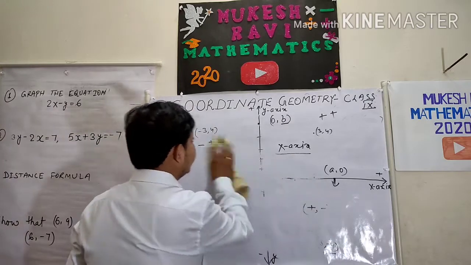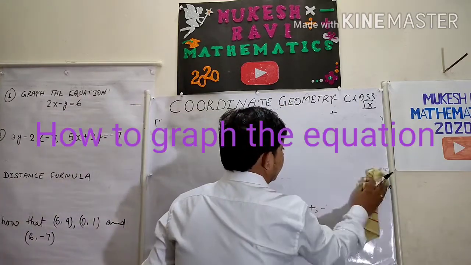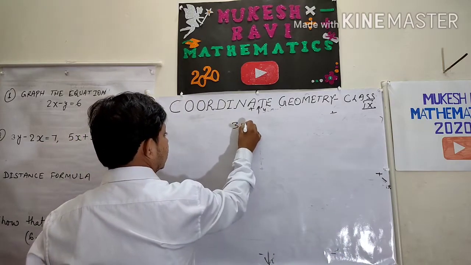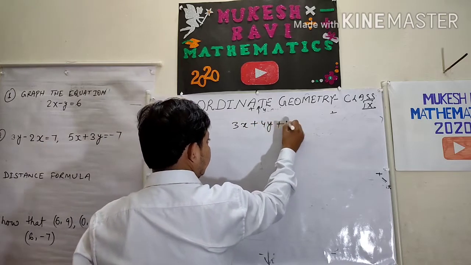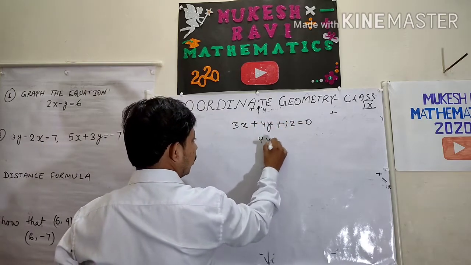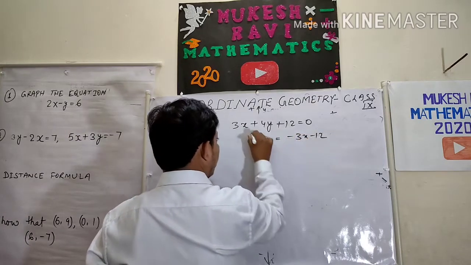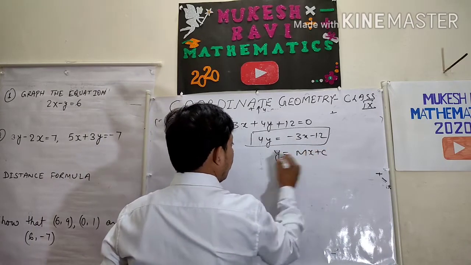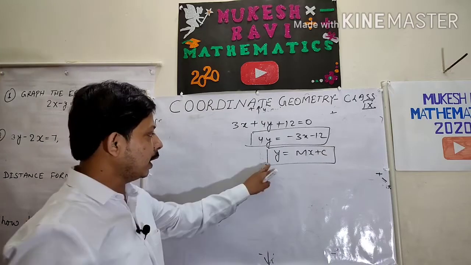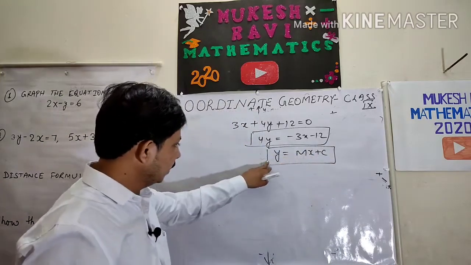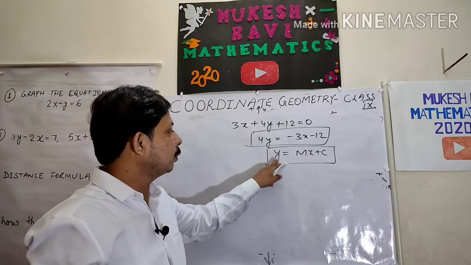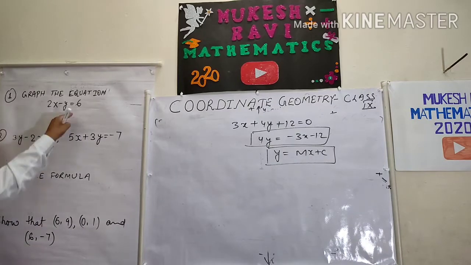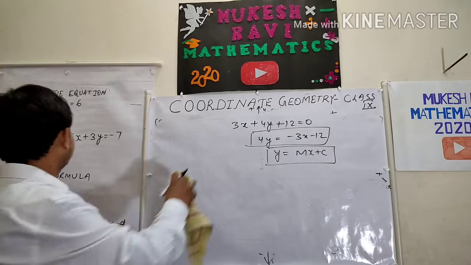In coordinate geometry, we will represent the equation of a line. That is, suppose 3x plus 4y plus 12 is equal to 0, so we will write 4y is equal to minus 3x minus 12. So the equation of a line is always in the form y is equal to mx plus c. If you plot y is equal to mx plus c, with the help of a trial and error method, we will find the values of y and x and plot them. We will discuss here how to graph the equation. I have already written how to graph the equation.